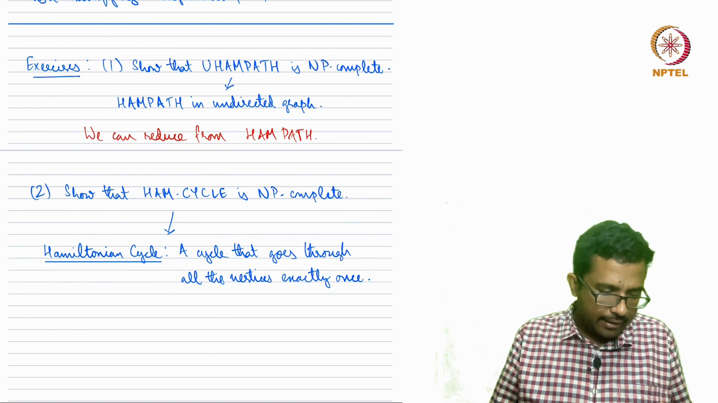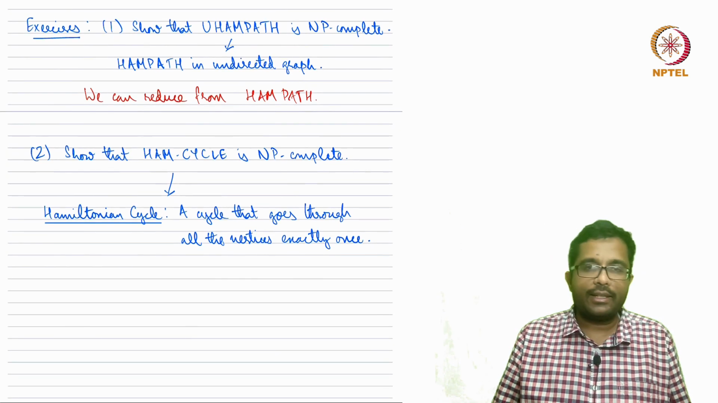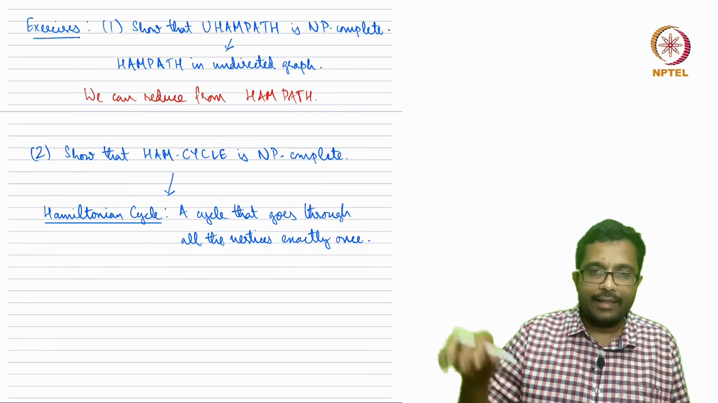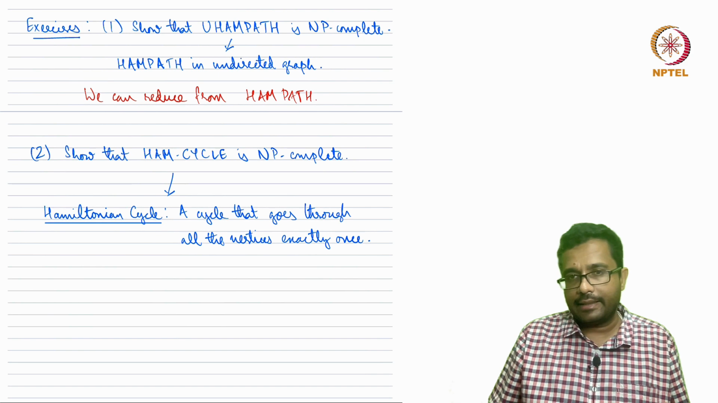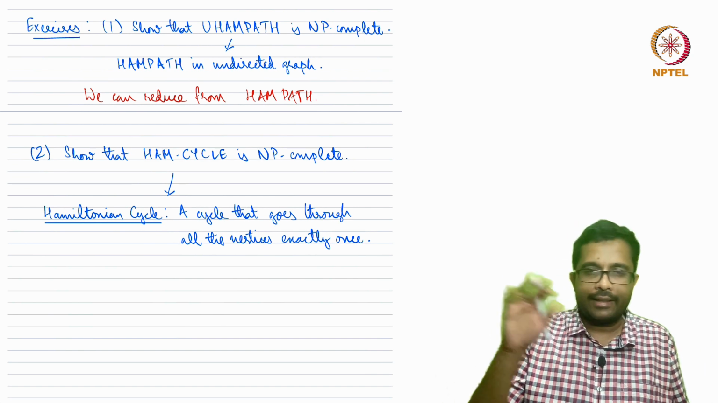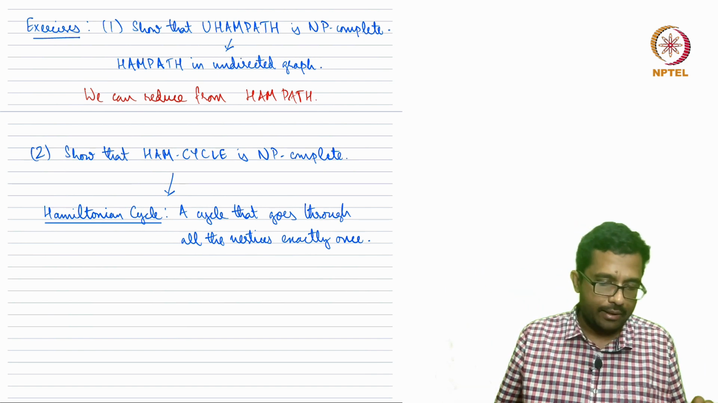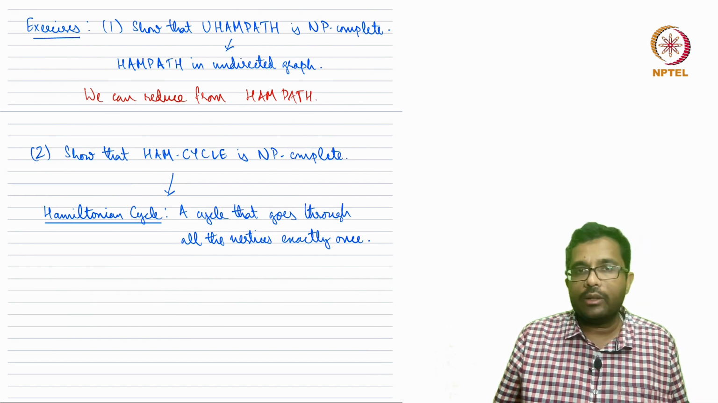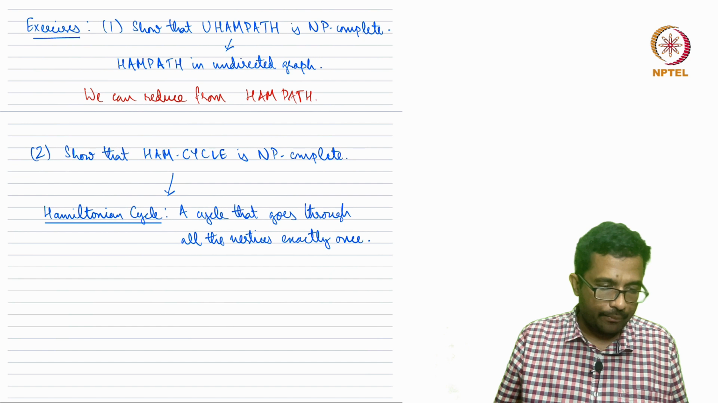The second thing is Hamiltonian cycle. So what is a Hamiltonian cycle? It is a directed cycle that goes through all the vertices exactly once. So there is no beginning or end, it's a cycle that goes through all the vertices exactly once. This is also NP complete. This is not there in the book, but nevertheless I ask you to think about it.